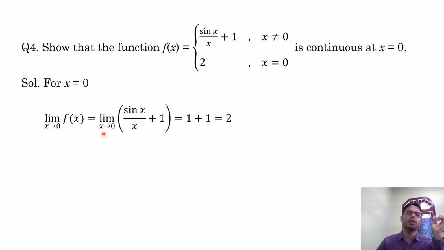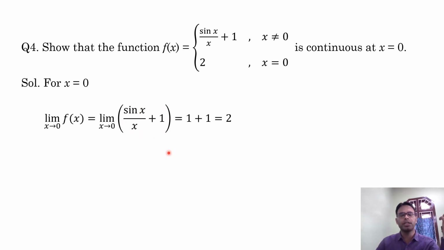So this is your limiting value. Limit x tends to 0 of f(x), where x tends to 0 means x is not equal to 0. So we adopt the definition of the function from this line. Because here x is not 0, f(x) is replaced by sin x over x plus 1. So we write here sin x over x plus 1.